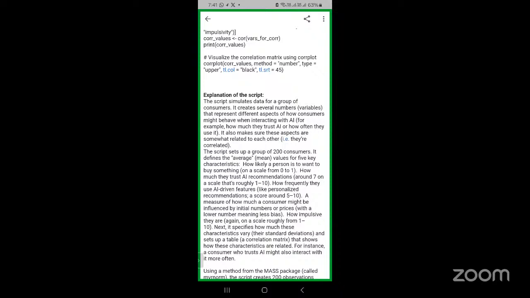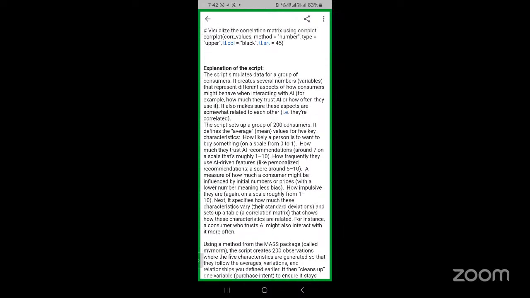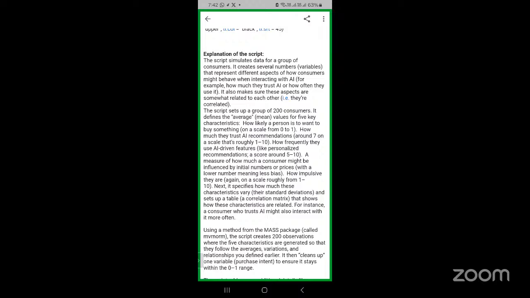Here the script sets up a group of 200 consumers. It defines the average values for 5 key characteristics. How likely a person is to want to buy something on a scale from 0 to 1. How much they trust AI recommendations, around 7 on a scale of roughly 1 to 10. How frequently they use AI-driven features, like personalized recommendations, a score around 5 to 10. A measure of how much a consumer might be influenced by initial numbers or prices, and how impulsive they are. So everything will be studied through some rating scale. Next it specifies how much these characteristics vary and sets up a table that shows how these characteristics are related. For instance, a consumer who trusts AI might also interact with it more often.